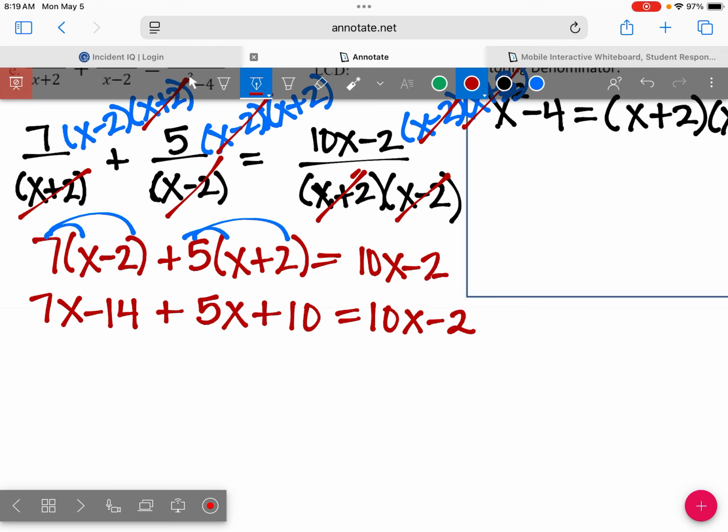All right, who got what I got? 7x minus 14 plus 5x plus 10 equals 10x minus 2. All right, so now we're going to combine our like terms. So that would be our 7x and our 5x. And we're also going to add our negative 14 and our 10. So when I add together the green bubbles, 7 plus 5 is 12. And negative 14 plus 10 is negative 4.